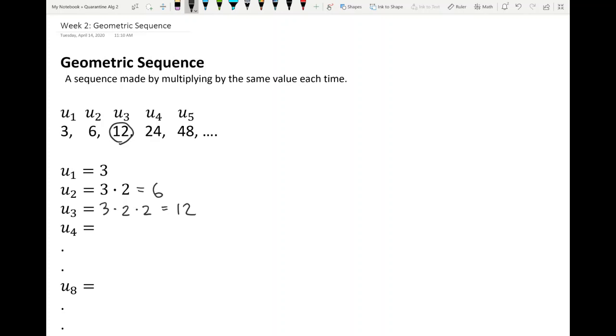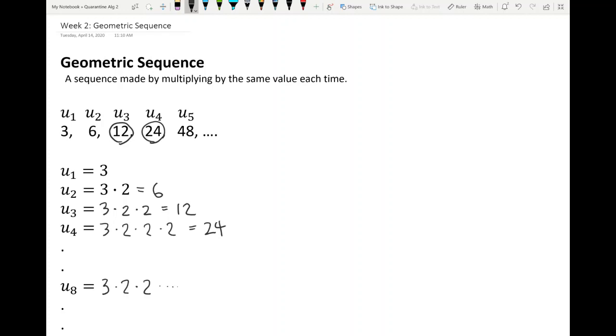So for the fourth term, which is 24, how do you get to 24? You have 3 times 2 times 2, and then you multiply another 2 and you get 24. So are you starting to notice the pattern? Now if you want to figure out, let's say, the 8th term, it must start from 3. Then you're going to multiply by 2, by 2, and so on.